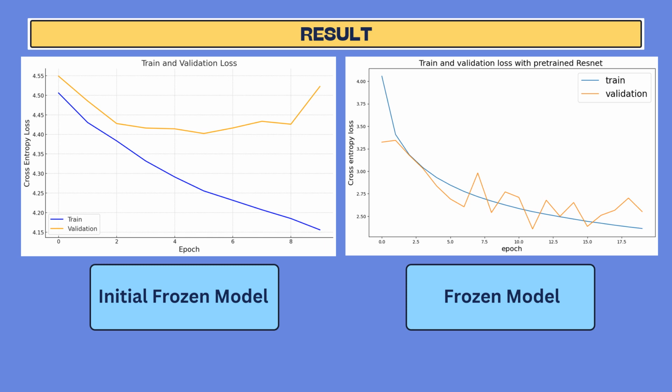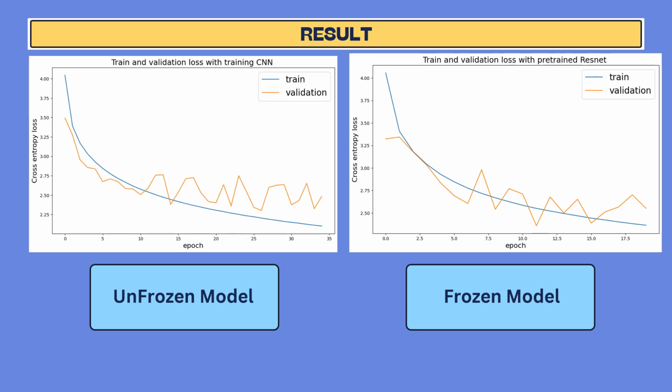Then I was checking the difference between frozen and unfrozen models. In the frozen model, we freeze all the layers of ResNet except the last layer. Let's see the result of that. The left picture shows the unfrozen model, while the right figure shows the frozen model.